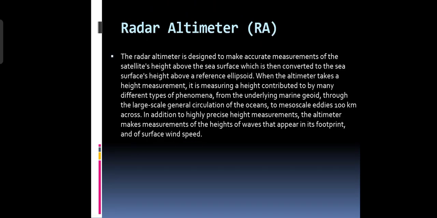Now, radar altimeter. A radar altimeter is designed to make accurate measurements of the satellite's height above the sea surface, which is then converted into the sea surface height above the reference ellipsoid. When the altimeter takes the height measurement, it measures the height contributed by many different types of phenomena, from the underlying marine geoid, through the large scale general circulation of the oceans, to mesoscale eddies 100 kilometers across. In addition to highly precise height measurements, the altimeter measures the heights of waves that appear in its footprint and the surface wind speed.